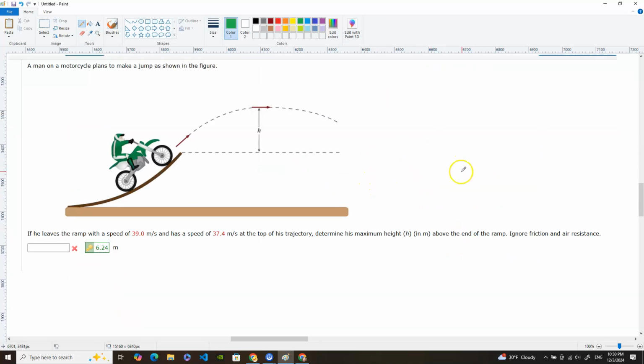Onwards to number 4. The biggest mistake people are going to make is they're going to declare that the velocity here is 0. It is not. The y direction velocity is 0, but the x direction velocity has not changed. So we leave the ramp at 39 and have a speed of 37.4 at the top of the trajectory. We even told you it was at the top of the trajectory. This would be position A, this would be position B.